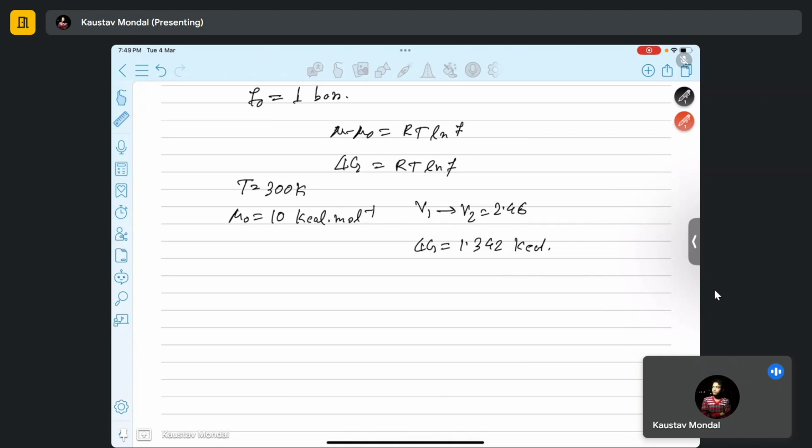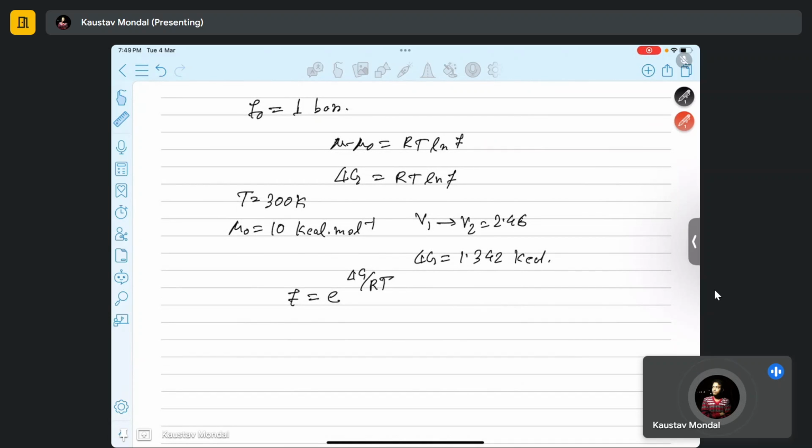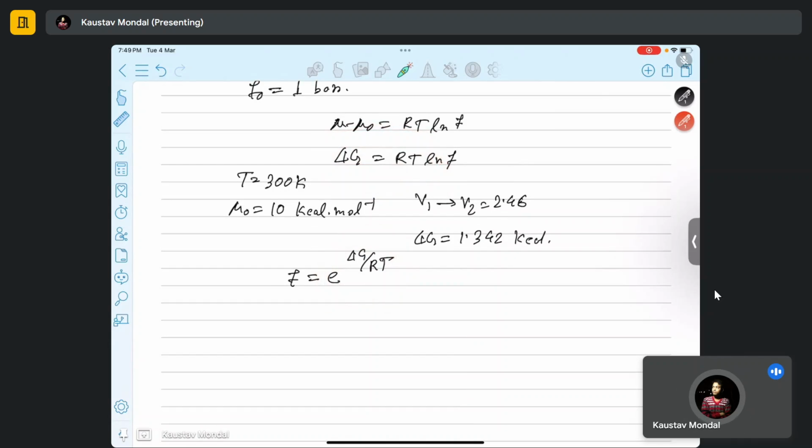So f is basically e to the power delta G by RT, right? This is coming from here. If you put delta G by RT on this side, and put the ln, since ln has base e, if you put e on this side, it becomes e to the power, so f simply becomes f equal to e to the power delta G by RT.